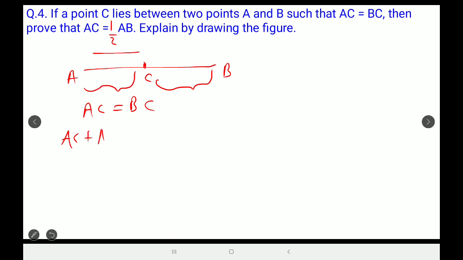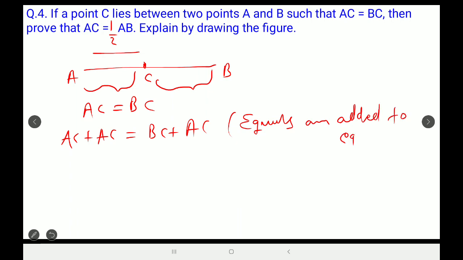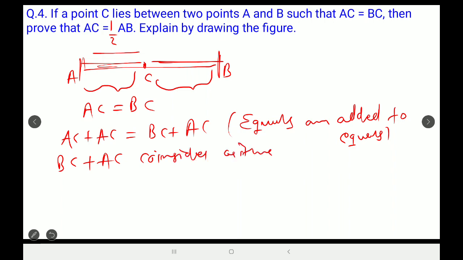So adding AC on both sides, BC plus AC. We can write over here, equals added to equal. Now BC plus AC is equal to AB. So BC plus AC coincides with AB. At the place of BC plus AC, we can write AB.